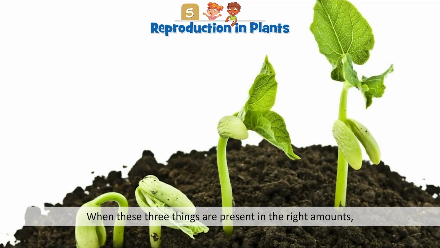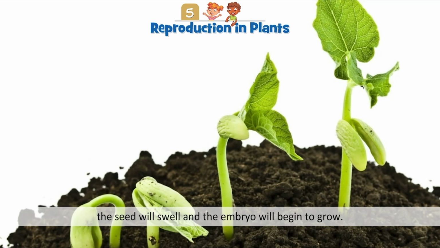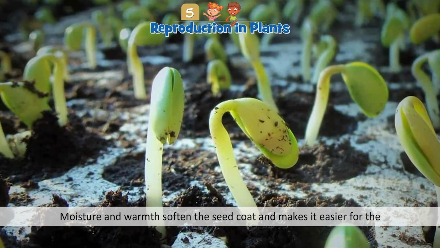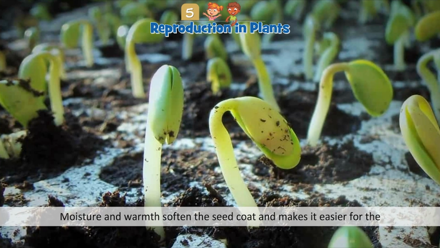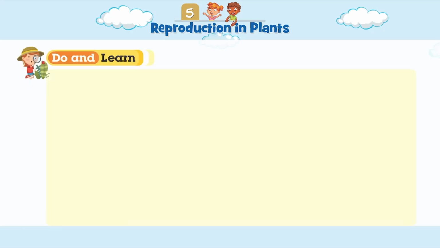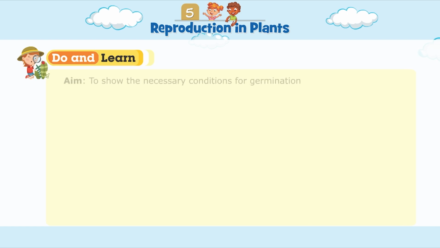When these three things are present in the right amounts, the seed will swell and the embryo will begin to grow. Moisture and warmth soften the seed coat and makes it easier for the growing embryo to break out of the seed. Do and learn.